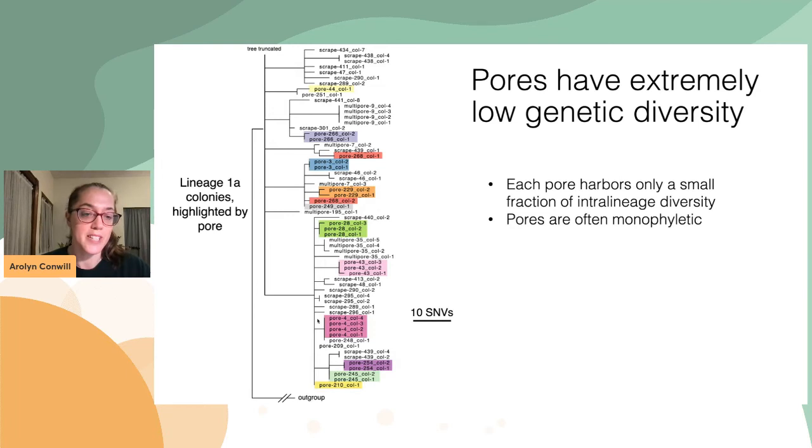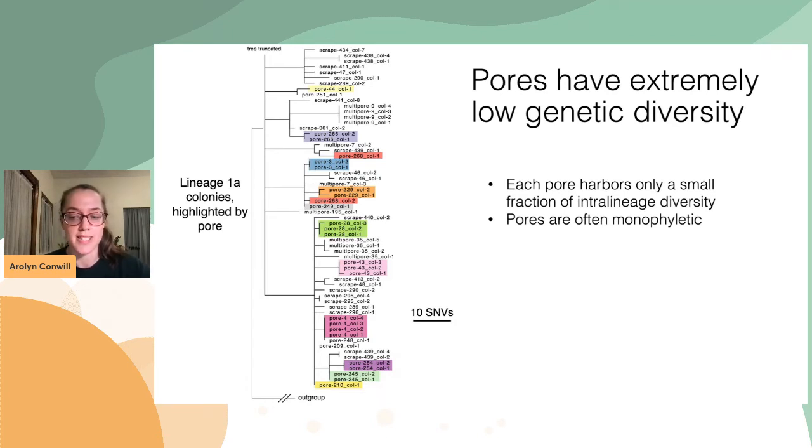So for example, down here we have an example of 4 colonies originating from the same pore that all have completely identical genomes. And up here we have another example of 3 colonies from the same pore, 2 of which have identical genomes, and the third only differs from the others by a single position across the whole genome. And so altogether, this suggests that cells with diverse genetic backgrounds have access to pores all over the face, but that some process is severely limiting within-pore diversity.